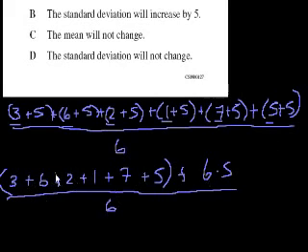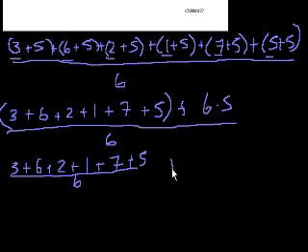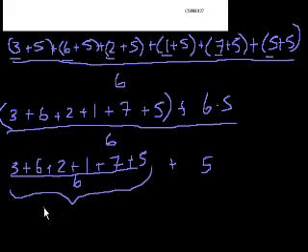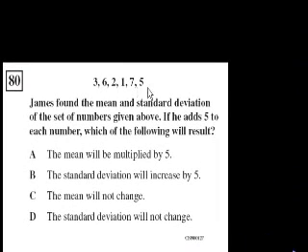Well, this is equal to, let's see, 3 plus 6 plus 2 plus 1 plus 7 plus 5 over 6. Let me scroll down a little bit. Plus, what's 6 times 5 divided by 6? Well, that's just 5. So this is the average of the original set of numbers, right? And now, when you add 5 to all of them, the average of all of them combined is just going to be the original average plus 5. So you're just shifting the average to the right.